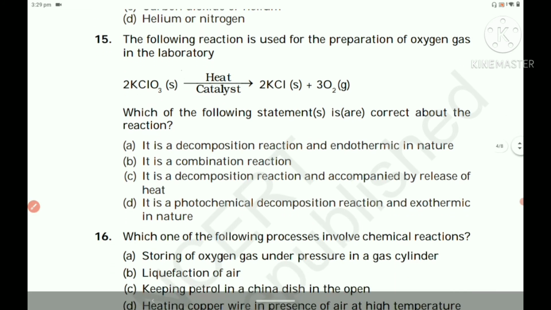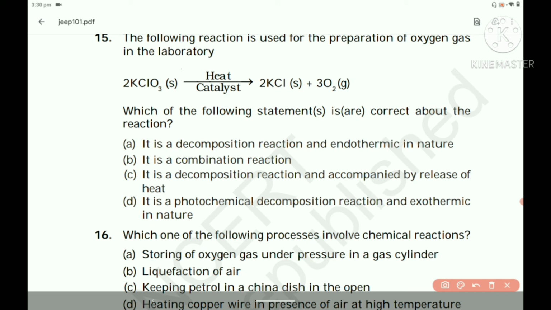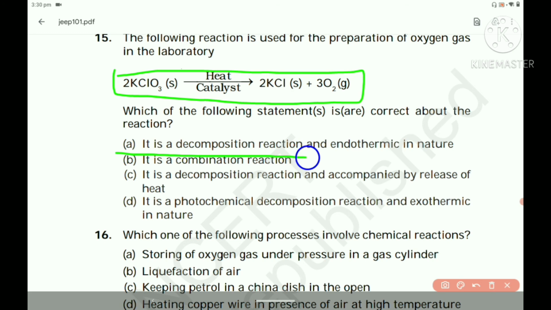The following reaction is used for the preparation of oxygen gas in the laboratory. Which of the following statements is or are correct about the reaction? By looking at this only, you'll get to know it's a decomposition reaction. It's not a combination reaction. Is it a photochemical decomposition, or just a decomposition reaction? We are yet to see.